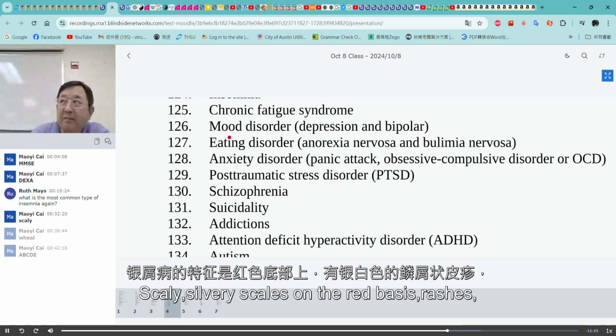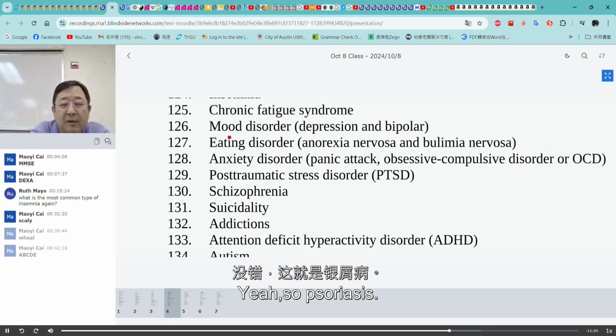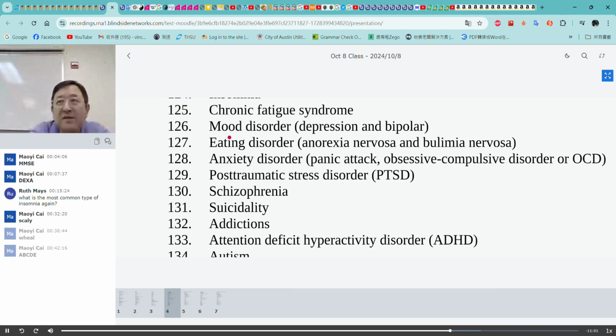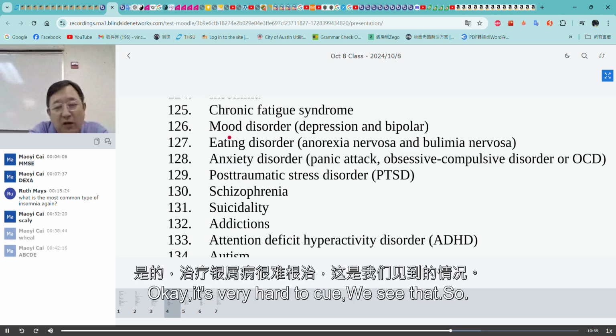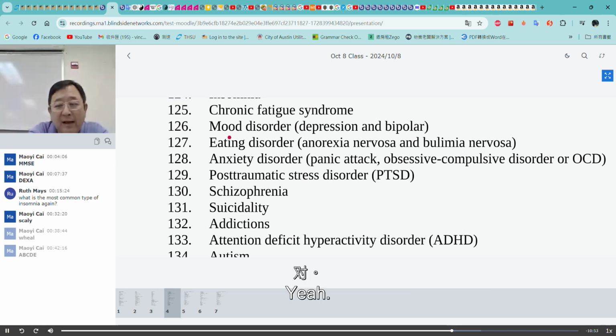Okay, scaly, silvery scales on a red base, rashes, extensive on the elbow and the knee or in the back of the neck. Yeah, so psoriasis. And then it comes and it goes. Remission, recurrence. Okay, it's very hard to cure. We see that. So the rash is very typical. Psoriasis, the rash.